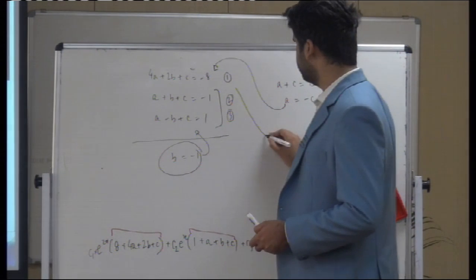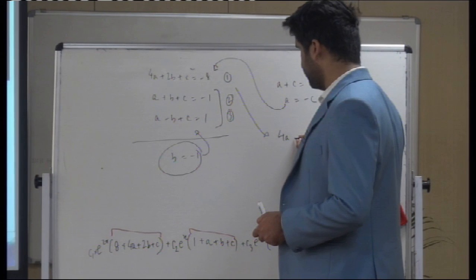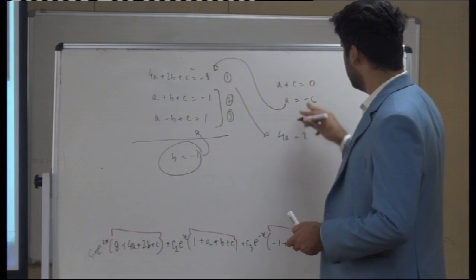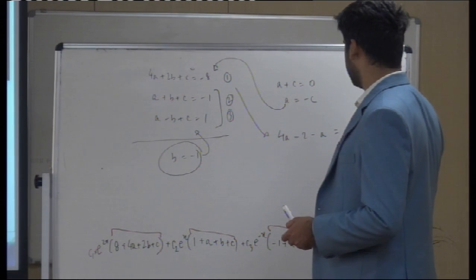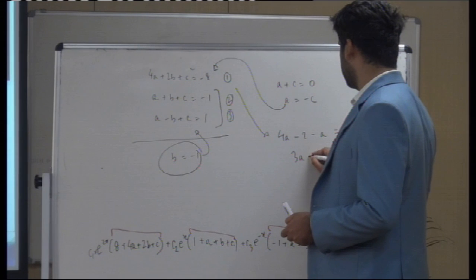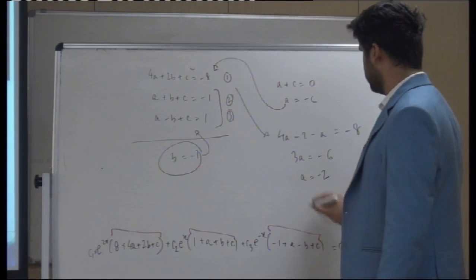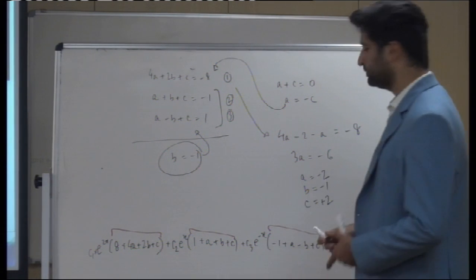What do we get? 4 times a, and b is minus 1, so this becomes minus 2, and c is minus a, is equal to minus 8. So 3a is equal to minus 6, a is equal to minus 2, b is equal to minus 1, c is equal to plus 2.